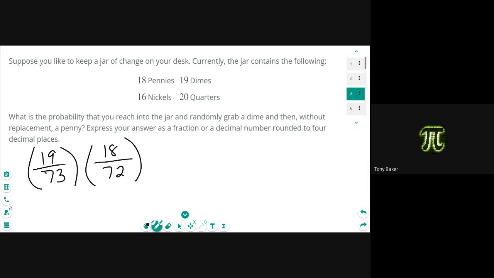Okay. So this is one of those problems where that part could change. It could say, what's the probability that you're randomly going to grab a dime and then another dime? And then at that point, that top number would also have to go down by 1. So just keep that in mind. You multiply these two, 0.065. It wants 4 places, 0.0651.